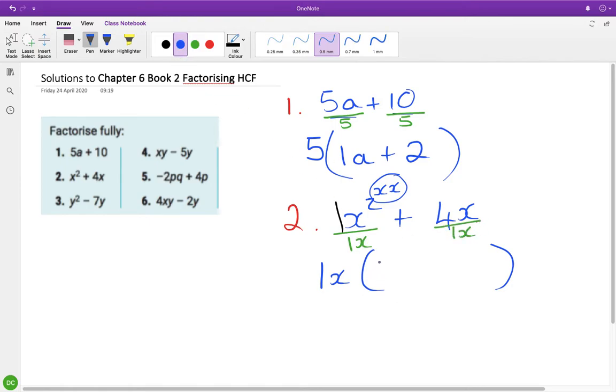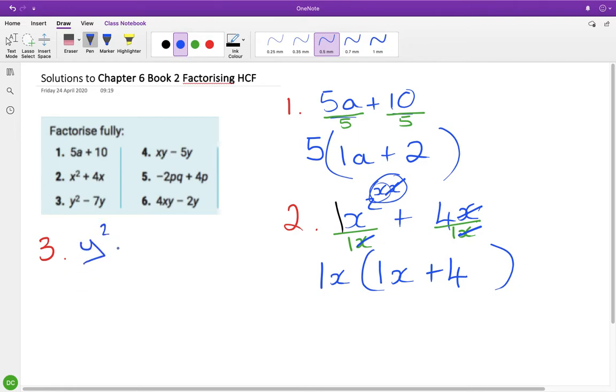So 1 divided by 1 is 1, and x squared divided by x. So you have 2 x's divided by 1 x, so this one will take out one of these, leaving 1 behind. Then you have plus, 4 divided by 1 is 4, and the x's, we have an x above and an x below, so they just cancel. Okay, 3.